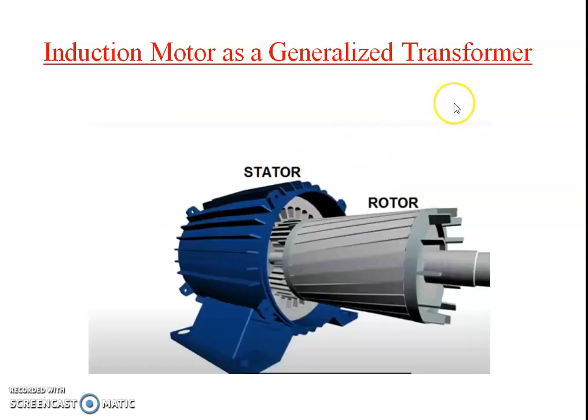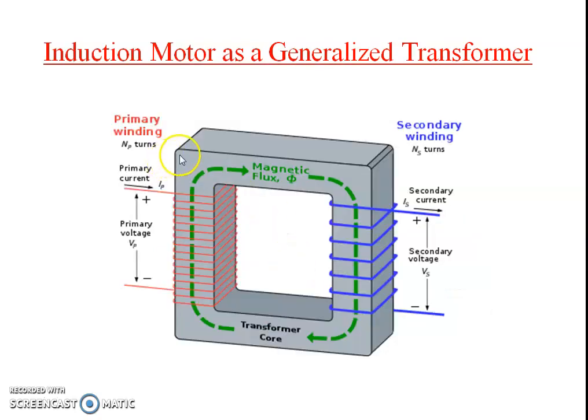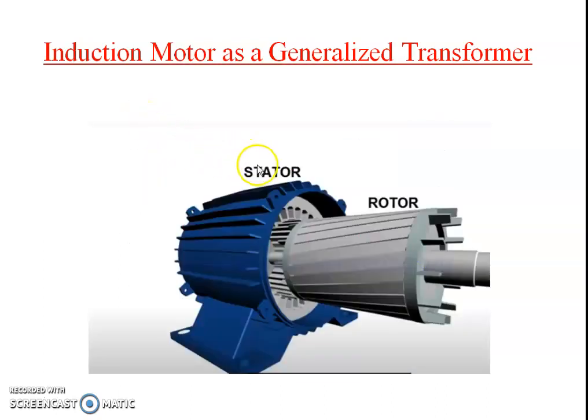Now in the induction motor, I am giving supply to the stator winding. As the stator current flows, obviously because of the stator winding current, flux is created in the stator winding. Similarly, in the transformer the flux is created by the primary winding, and in the induction motor the flux is created by the stator winding.